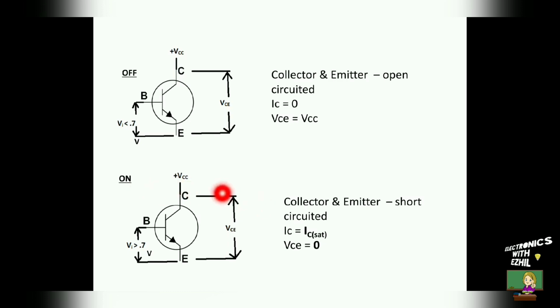When a transistor is at on state, the collector and emitter terminals are short circuited. The collector current is equal to IC saturation. The collector to emitter voltage is equal to 0, which is equal to VCE saturation practically.